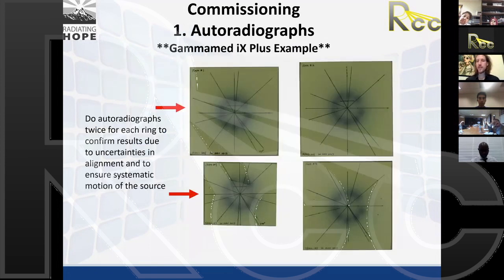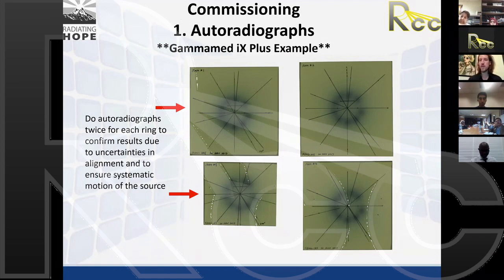So now we look at what the autoradiographs actually look like. I've done autoradiographs twice for each applicator. And then I'll again do the next commissioning process using x-rays for each applicator. And all three examples should agree with each other. The more results that you do, they should all agree. And you should be more confident when you have more results and more methods that all show the same answer.